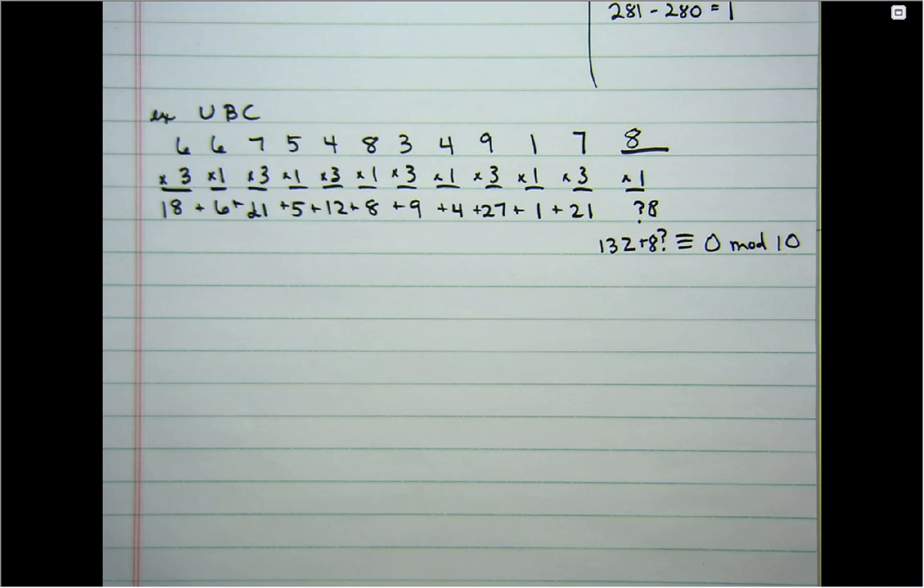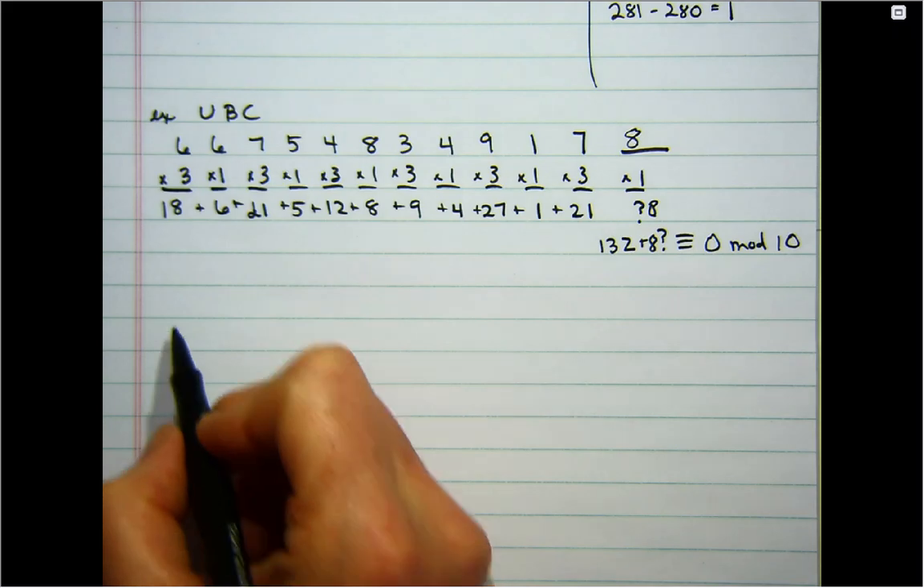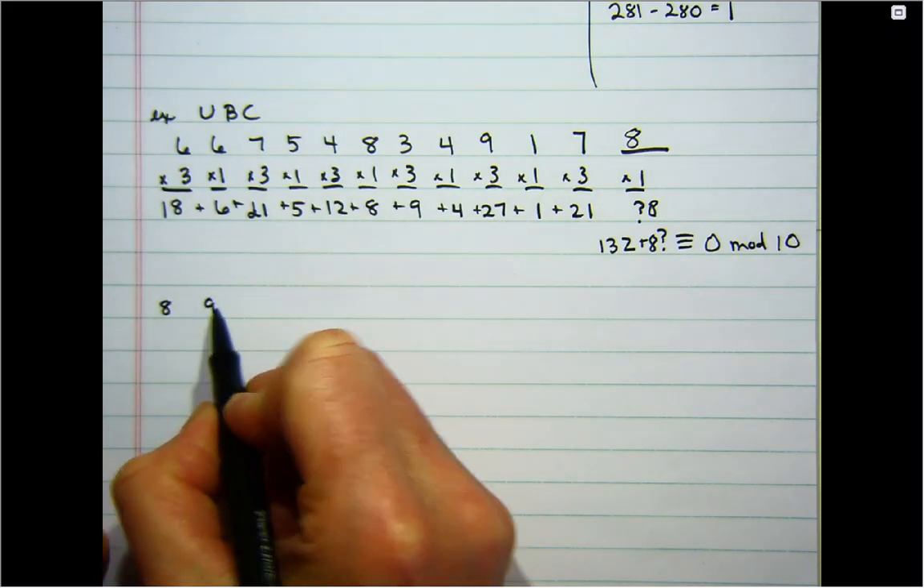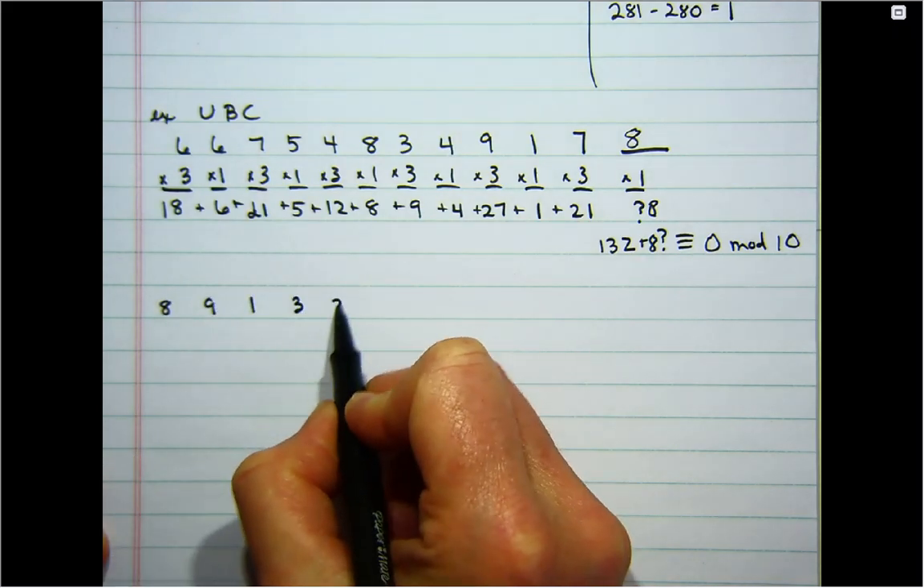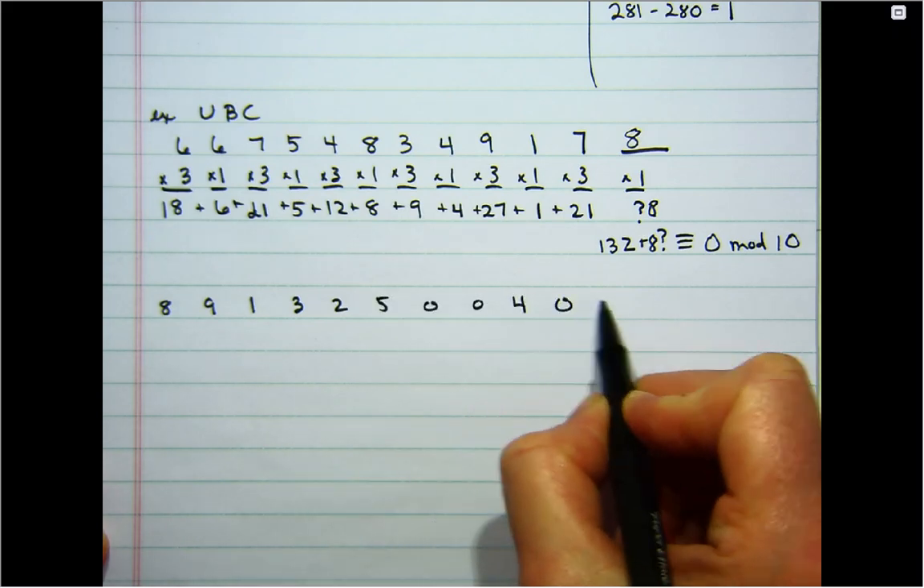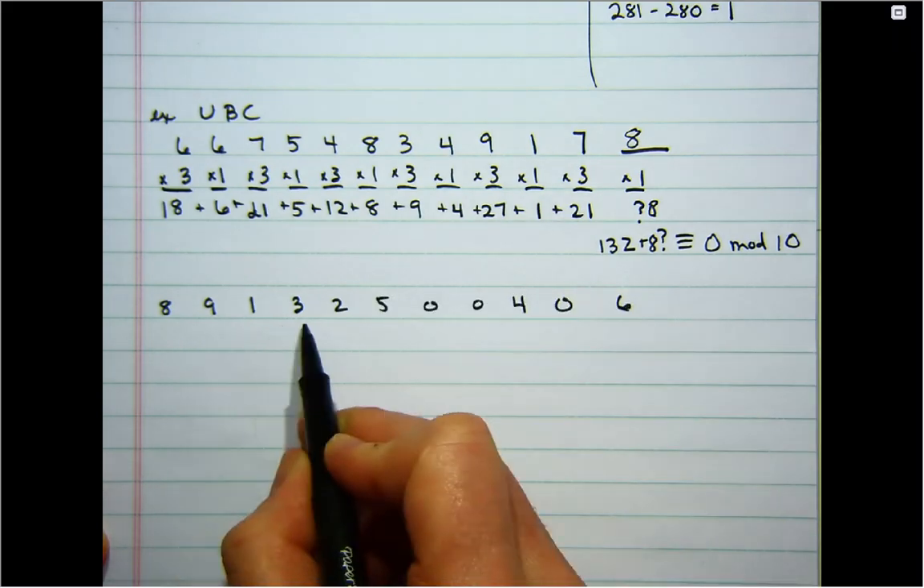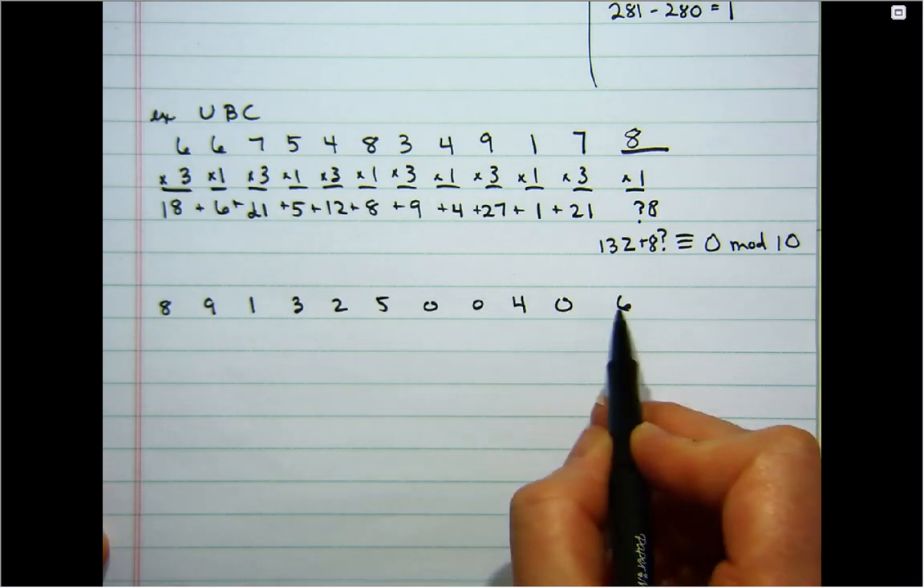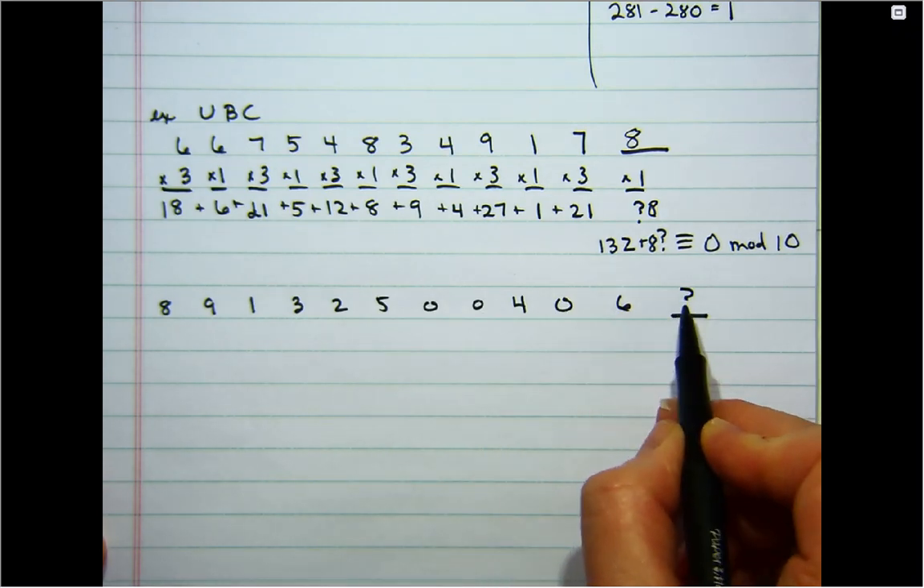Okay, let's try another one. Do you want to tell us, was that you who had one? Yeah. Okay, you want to tell us the first 11 digits? 8, 9, 1, 3, 2, 5, 0, 0, 4, 0, 6. Okay, so we have one that we're going to find.